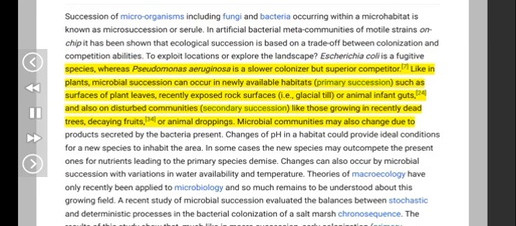Like in plants, microbial succession can occur in newly available habitats, primary succession, such as surfaces of plant leaves, recently exposed rock surfaces, i.e., glacial till, or animal infant guts. And also on disturbed communities, secondary succession, like those growing in recently dead trees, decaying fruits, or animal droppings. Microbial communities may also change due to products secreted by the bacteria present.